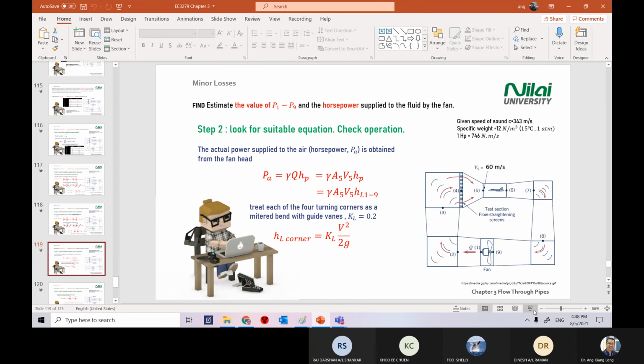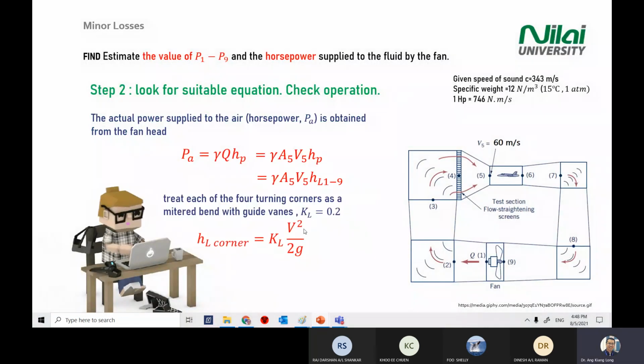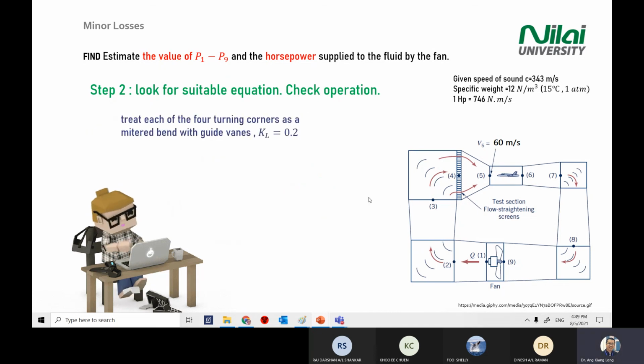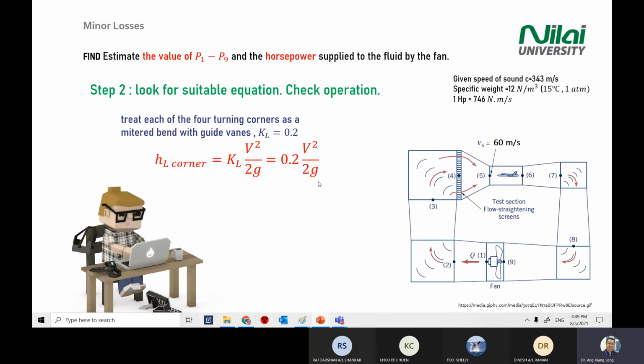Okay, remember the important formula to calculate head loss at the corner: HL equal to KL V squared divided by 2g. Velocity is given, and for gravity use 9.81. KL is this one. You have 4 corners, 1, 2, 3, 4, and later you need to add all the KL together. So this one is a turning corner. We can rewrite the equation as HL equal to 0.2 V squared divided by 2g.